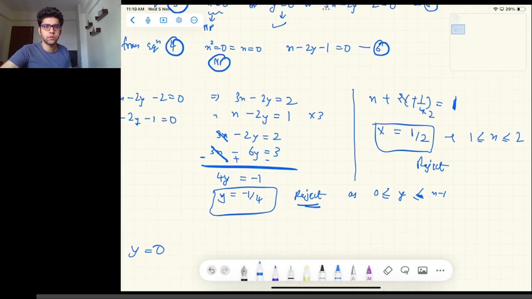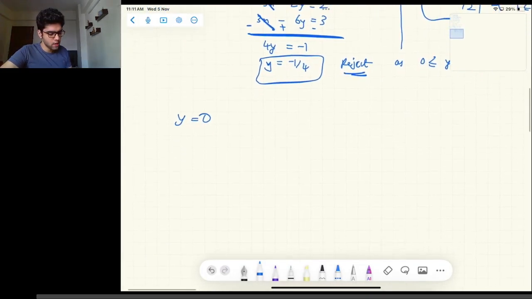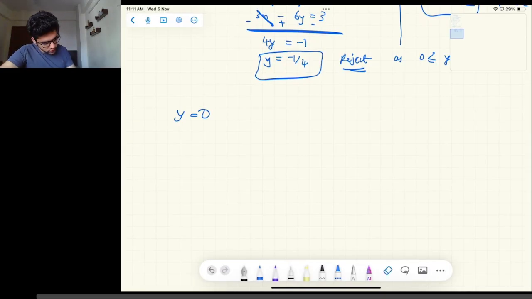So now let's just move on. This is the only point which we have got right now, and we don't know the value of x. So we can say that y is equal to 0 and x lies between 1 and 2 can be one of our points, right? But y should be 0.